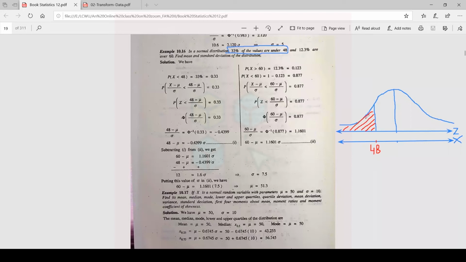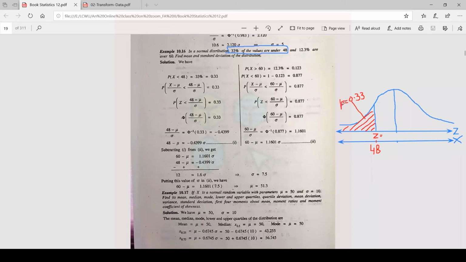And this probability is how much? If I write it not in percentage form but in points, then it is equal to 0.33. Okay, so this area is 0.33, and you can write it as: initially you have to find this z, okay, this z, (48 minus mu) over sigma is equal to 0.33, and this is called our probability, so we can write it as small p.